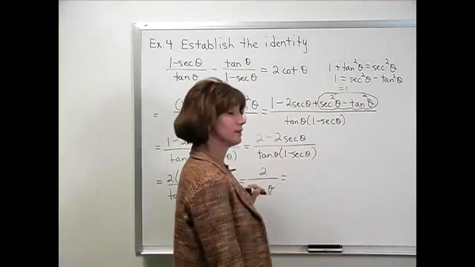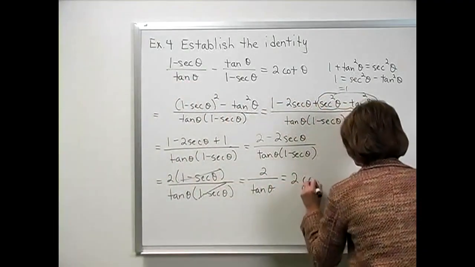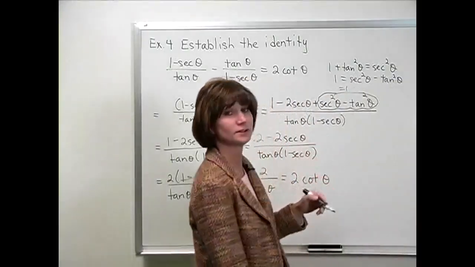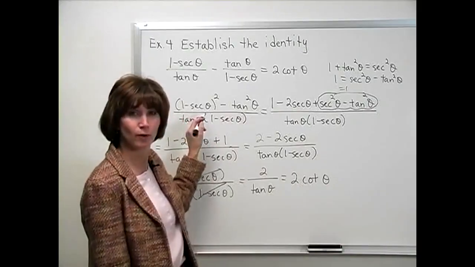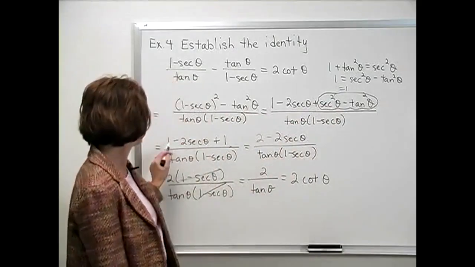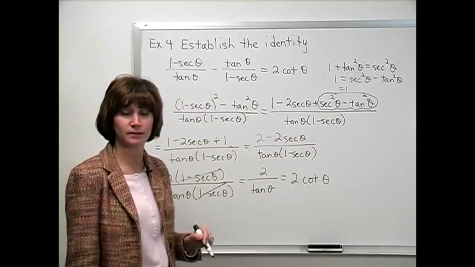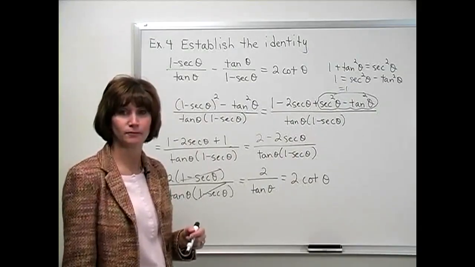And remember, the reciprocal of tangent is cotangent, so this is the same thing as 2 cotangent theta, which of course is the right-hand side. So again, what you can see, it's important to be able to square terms. It's important to be able to recognize identities. So the algebra and the trig, very important skills in establishing these identities. Let's look at another example.